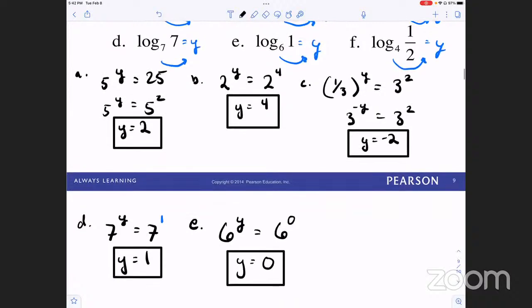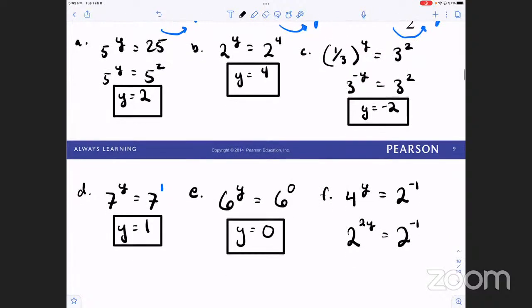The 4 swings, we get 4 to the power of y equals, I'm going to rewrite as 2 to the -1. I want to get these to the same base. So 4 is the same as 2 squared. Again, a power raised to another power, you multiply. So 4 to the power of y is the same as 2 to the power of 2y equals 2 to the power of -1. Divide both sides by 2. Y equals -1/2.